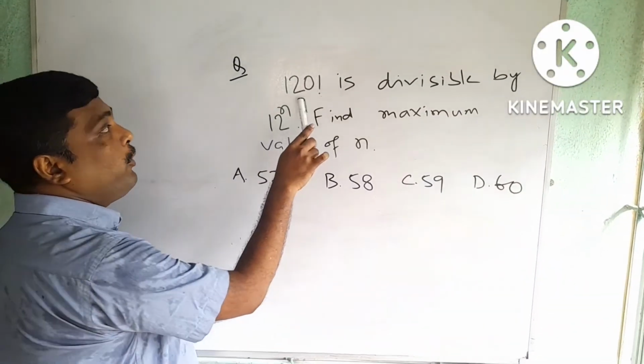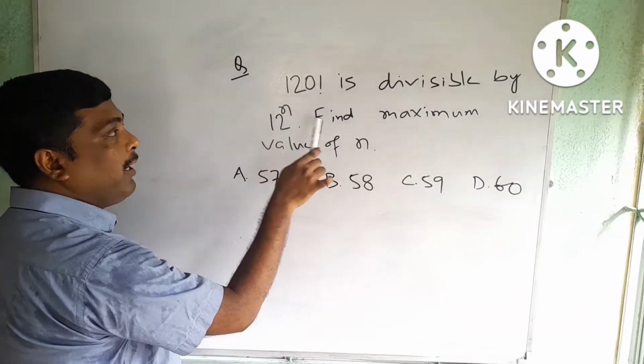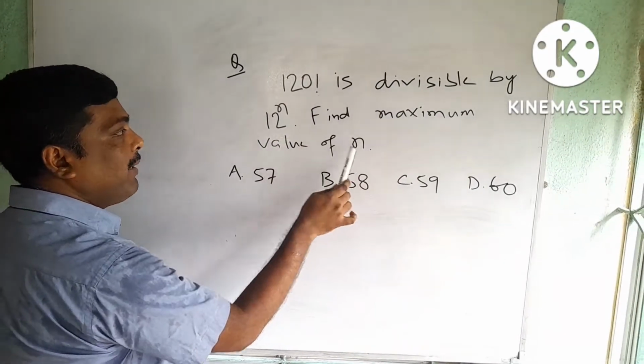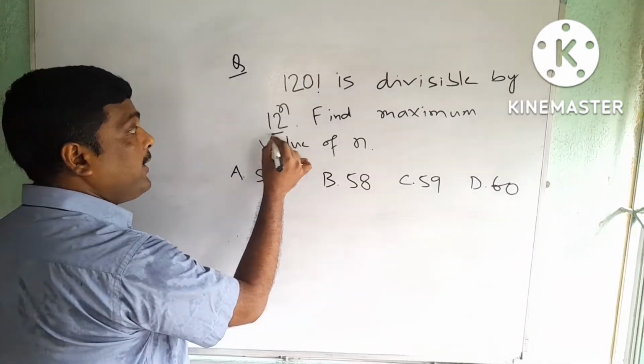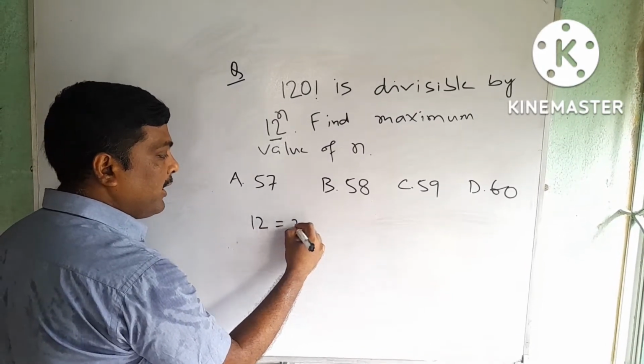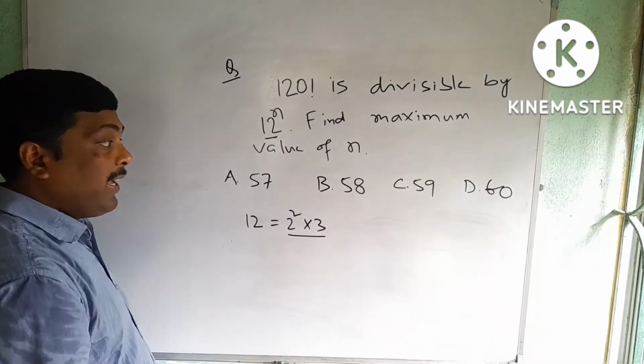Next problem. 120 factorial is divisible by 12 to the power n. Find the maximum value of n. First write 12 as product of primes. So 12 is 4 into 3. That is 2 square into 3. Okay.